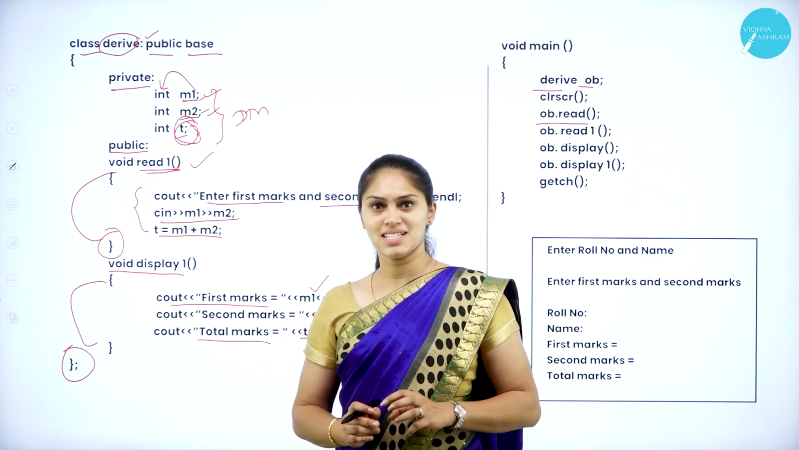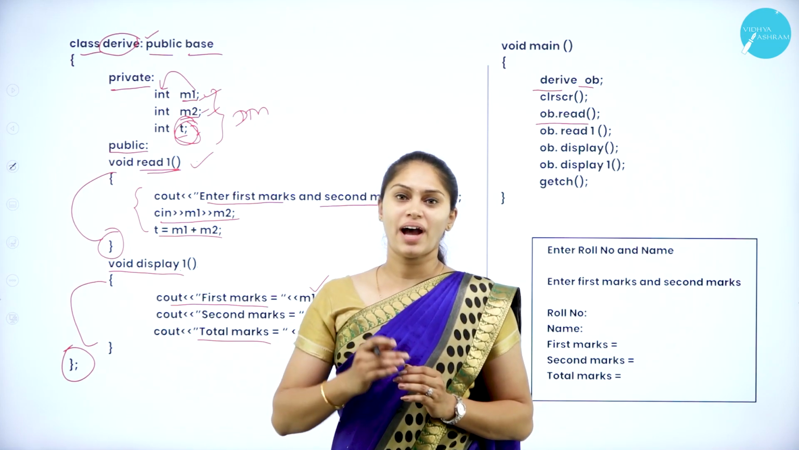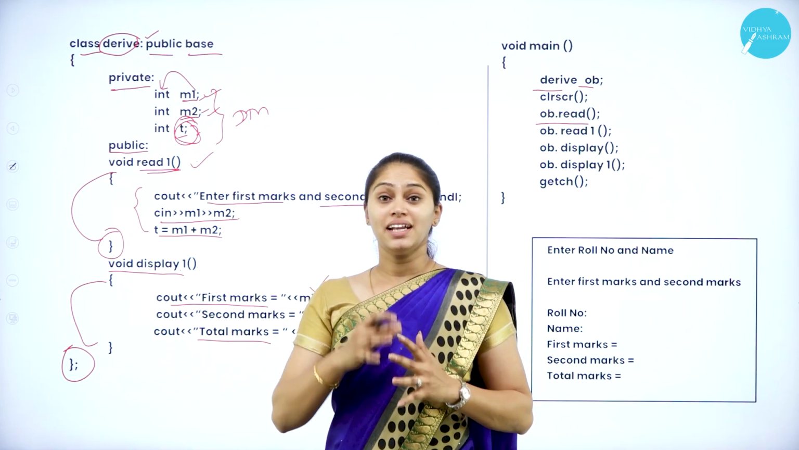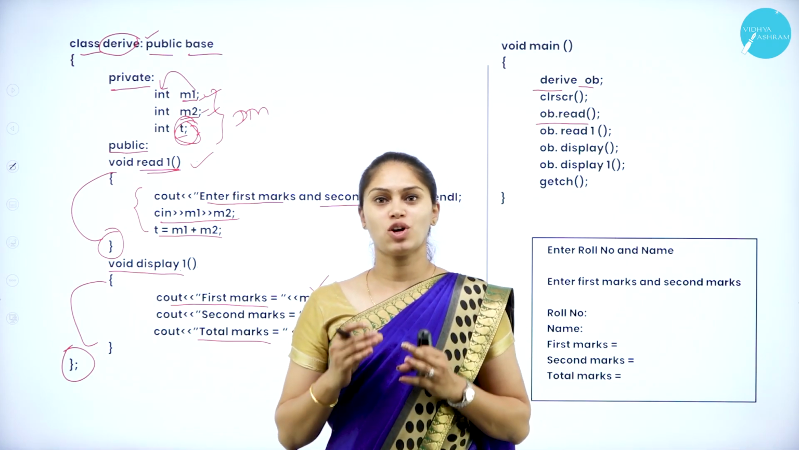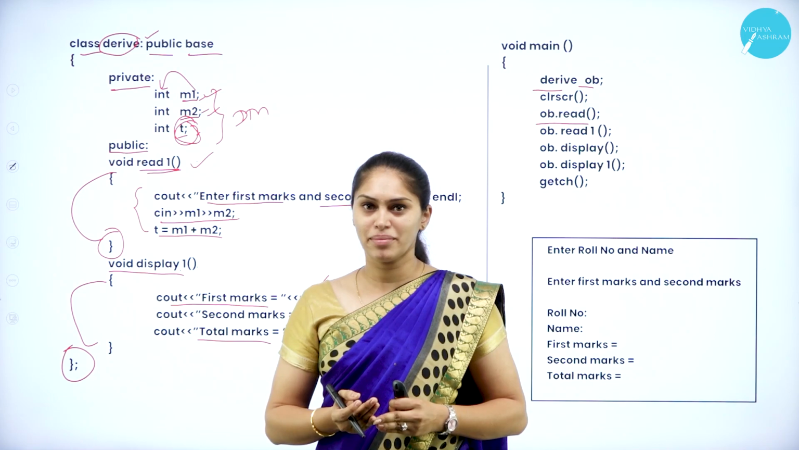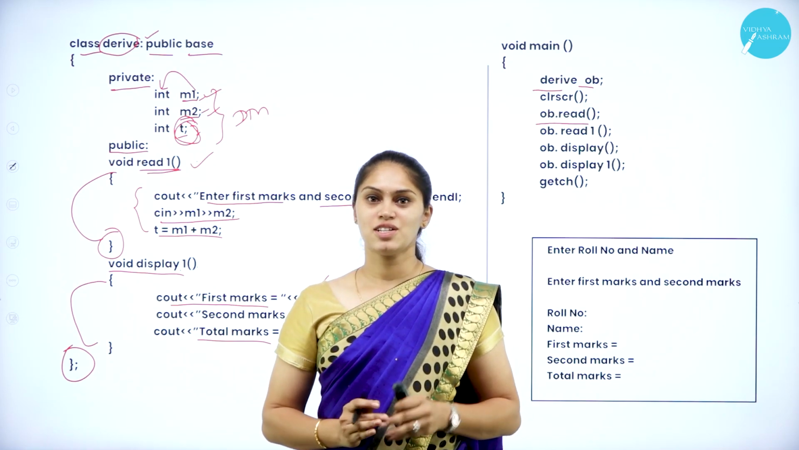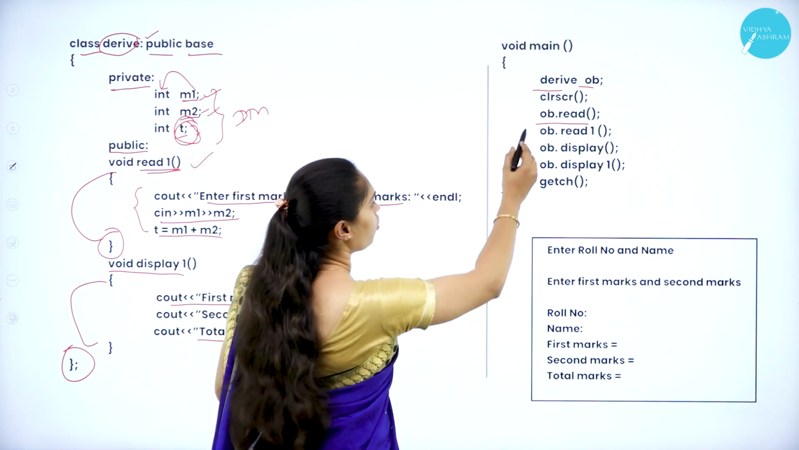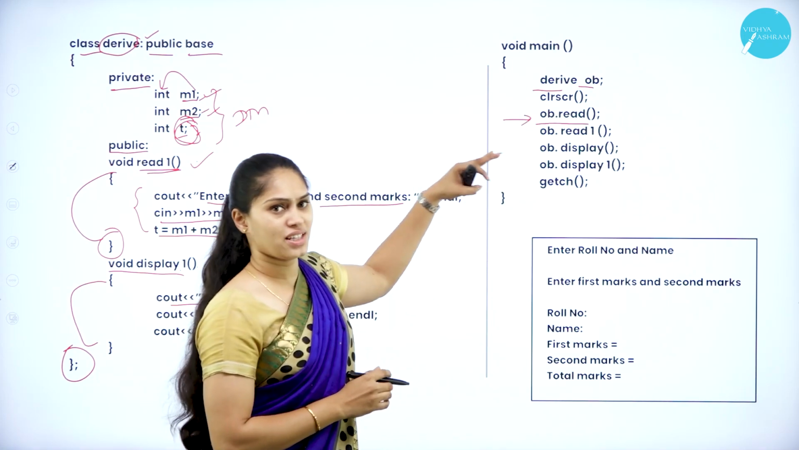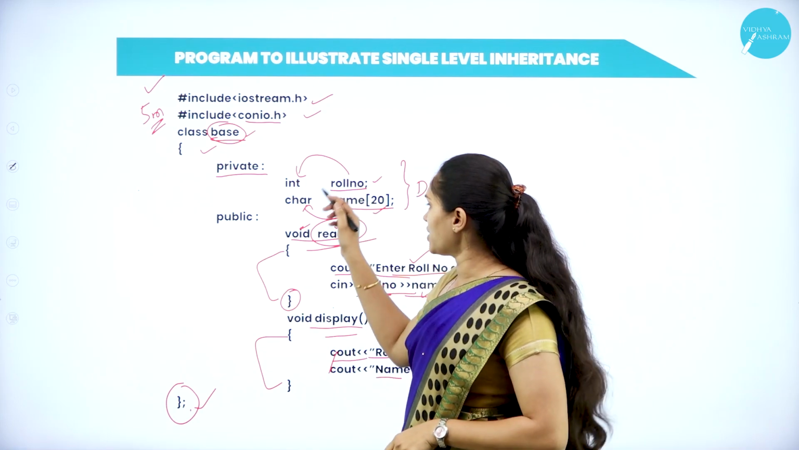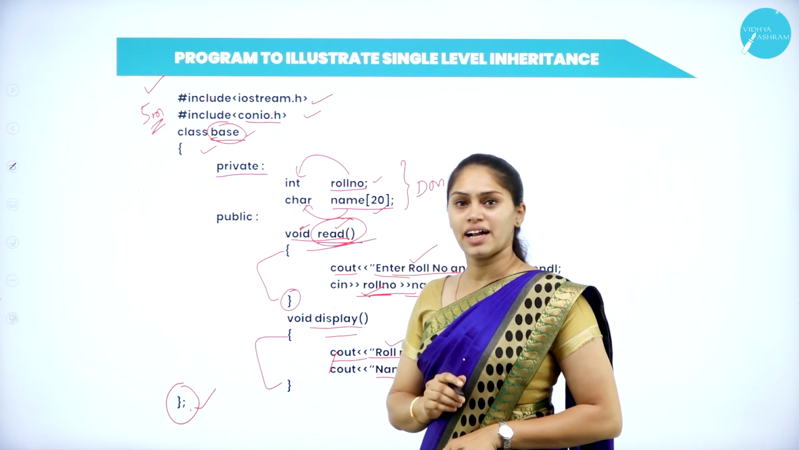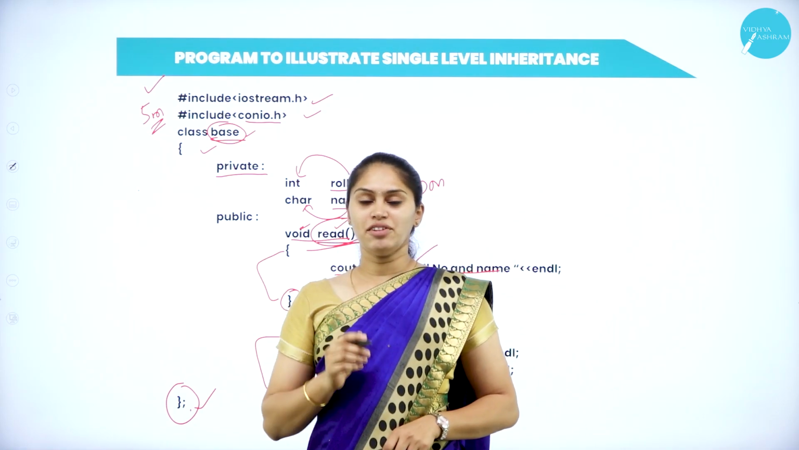If I am inheriting something, in the sense that I am able to access or inherit the features from the base class, then with the help of this object I am going to access the member function of the base class. Coming to this line, ob.read. When I am using this ob.read, at that time the control will be moved back to this read function.